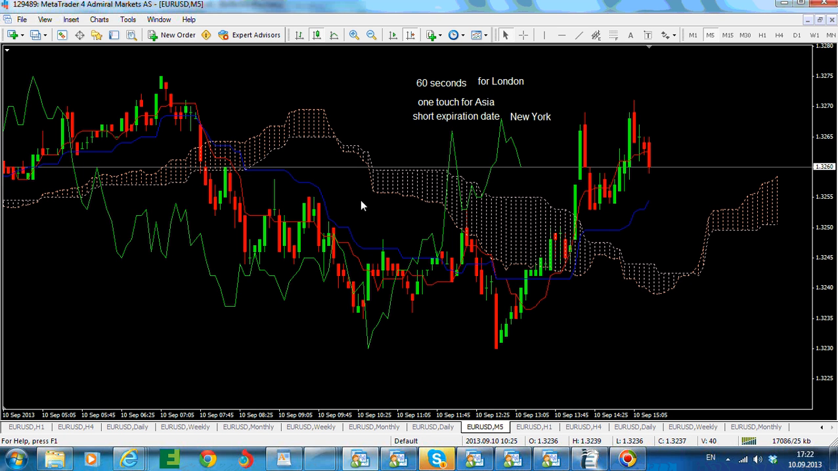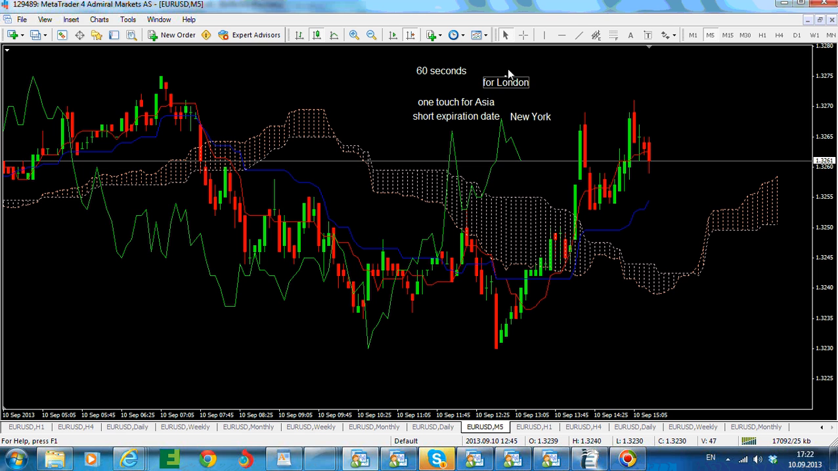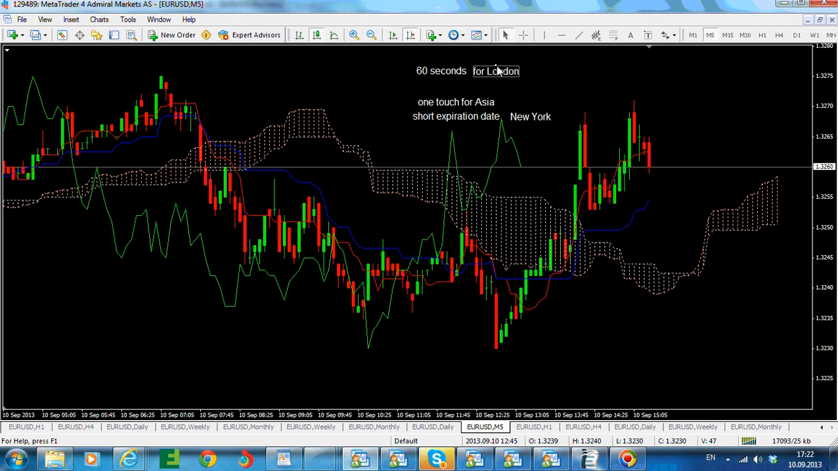On the fourth part now using Ichimoku in trading binary options, and on the 5-minute chart, we've looked at what binary options to trade on the 5-minute chart. On a short-term time frame like this one, the shorter expiration dates are preferred, and the binary options to trade can be 60 seconds options. My recommendation is to go for 60 seconds options for the London session because it is usually the most volatile session of them all. Between Asia, London and New York, stick with the London for the 60 seconds options.